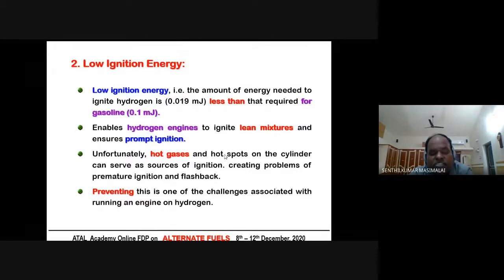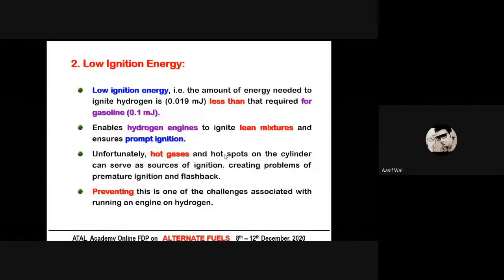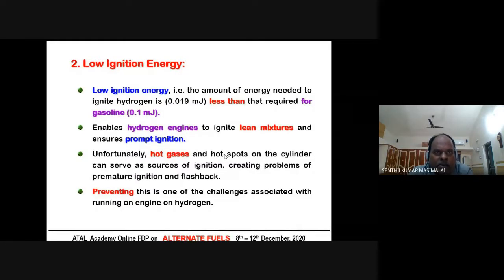So in the engine, you have a number of hot spots, even glowing carbon particles inside the combustion chamber. When the engine is continuously running, the combustion chamber parts will be completely heated. So heated combustion chamber parts like exhaust valves, spark plug terminals, and piston top will all act as hot spots, so that the temperature can be sufficient for igniting hydrogen. So this low ignition energy is in one way advantageous. On the other hand, it is not advantageous, because of the low ignition energy and the hot spots, you will have premature ignition.